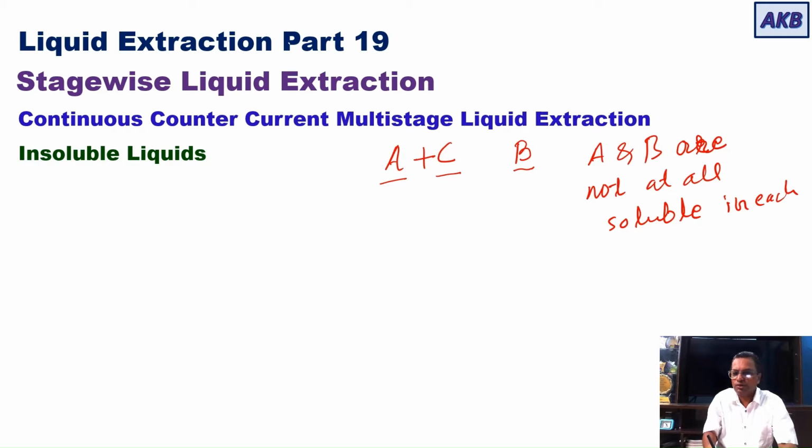In my earlier two videos, part number 17 and part number 18, I had discussed continuous countercurrent multistage liquid extraction. But in those discussions, the system that I considered had A and B partially soluble in each other. Now, in today's discussion, we will be considering a system in which A and B are not at all soluble in each other. This A and B are the insoluble liquids that we are talking about.